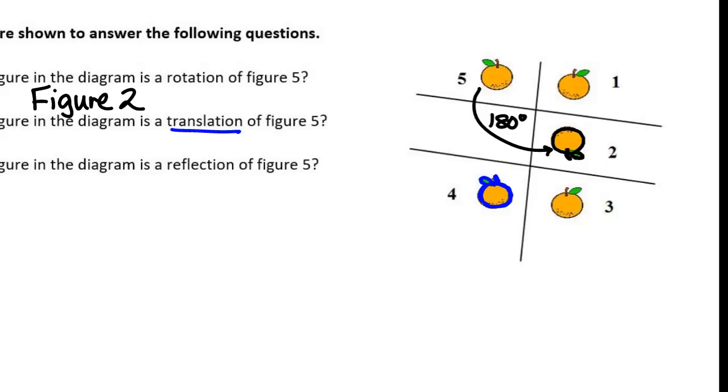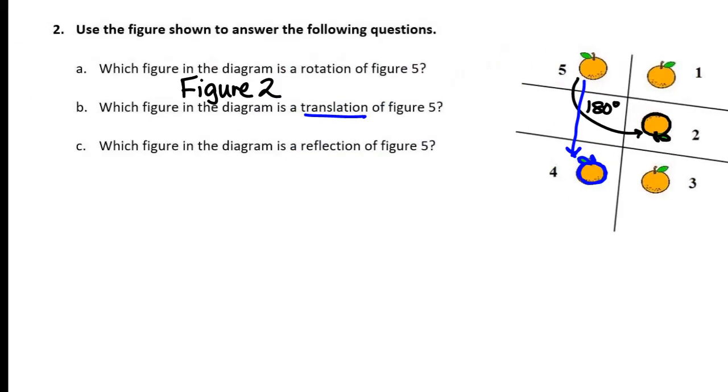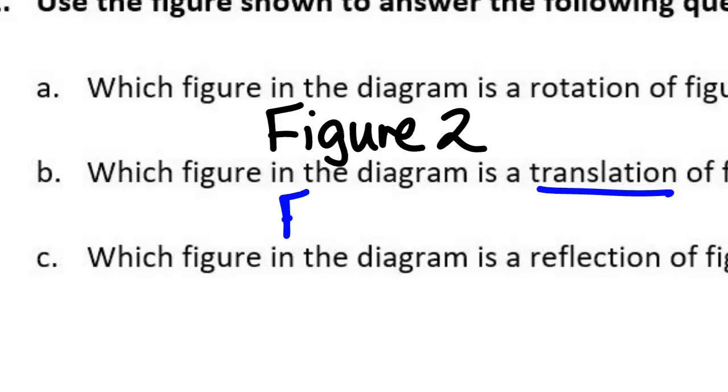Now, does a translation always have to be like straight down or straight up and that's it? No. Just to the left or just to the right? No, we can go up and to the right. We can go down and to the right. We can move diagonally as long as I don't do any twisting or any flipping. This is figure 4.